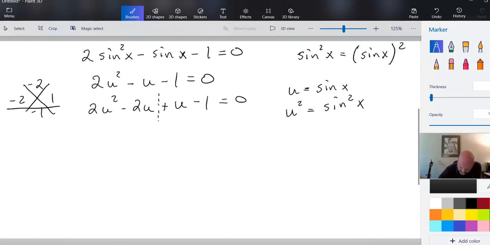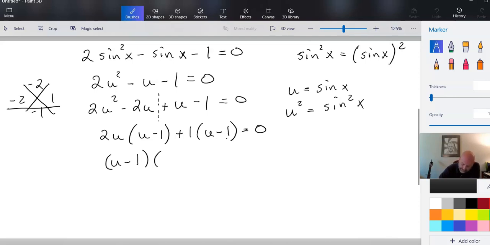And it looks like 2u is our common factor up front, and that leaves me with a u minus 1. And then back here, our common factor is just 1. So I'm going to pull out a 1 and leave a u minus 1 here. You don't have to pull out the 1, but it really makes it a lot easier to see what the factor is if you do. So now I have one factor that's u minus 1. So I'm pulling that out now. And you notice if I pull out the u minus 1, it leaves 2u plus 1.